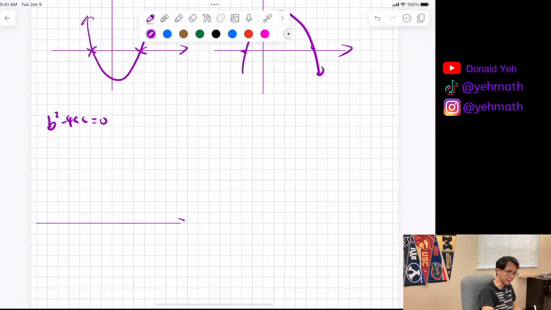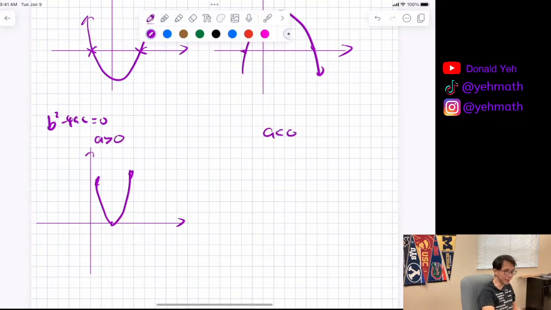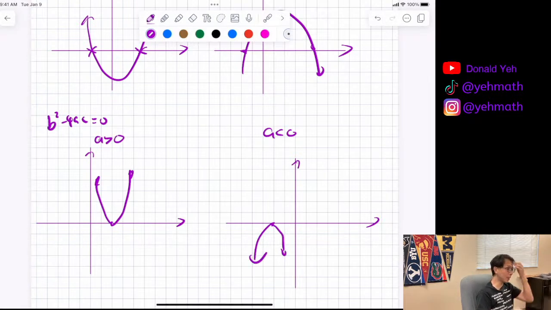The x-intercept is on the x-axis. So you could have something like this, right? You could have something like this. That means one x-intercept because there is one real solution, right? If a is greater than 0. If a is less than 0, you could have something like this, where the parabola is facing down. It doesn't matter which side, left side or right side, but you can have a parabola facing down if a is less than 0.